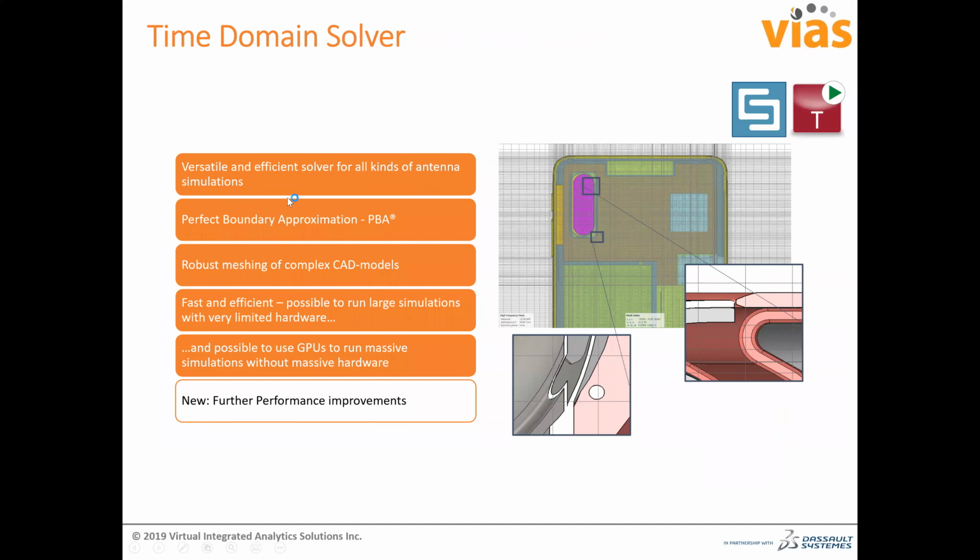The time domain solver is a versatile and efficient solver for all kinds of antenna simulation. It includes perfect boundary approximation, which means it can model the geometry very accurately. It offers robust meshing for complex CAD models, is fast and efficient, and can run large simulations with very limited hardware. It is possible to use a GPU to run massive simulations without massive hardware. We don't need to add huge memory, cores and RAM. You can have one GPU card and run very big simulations.